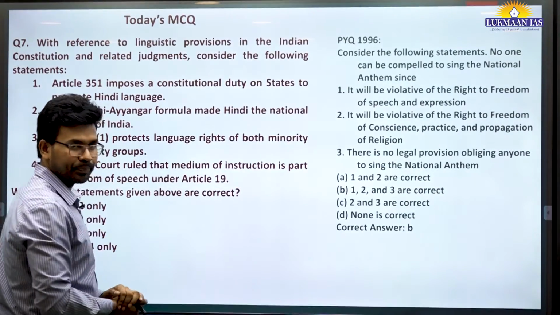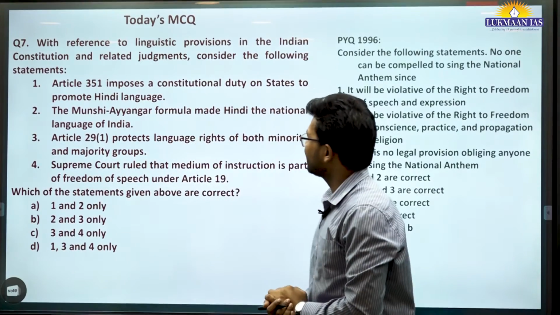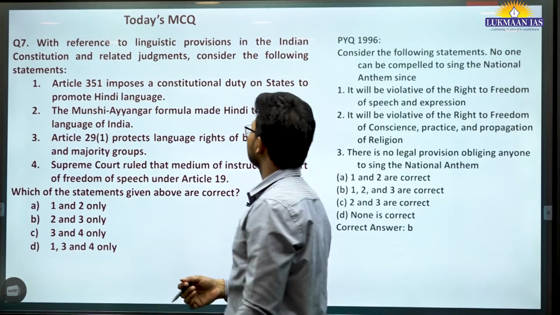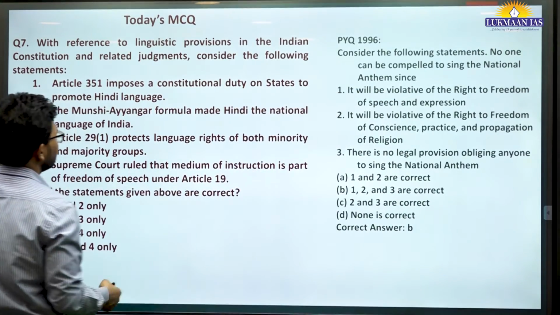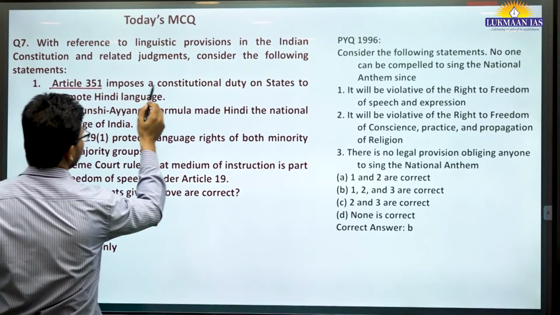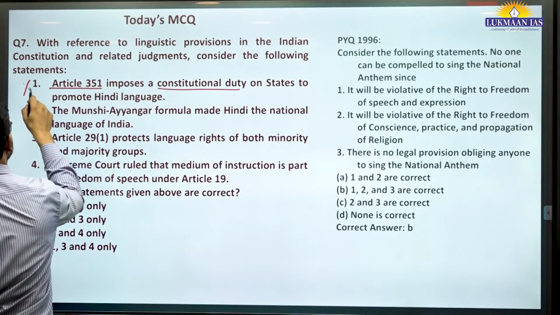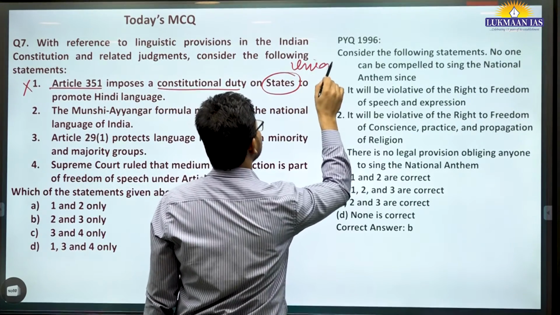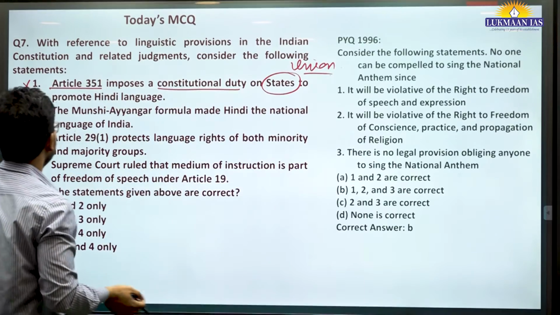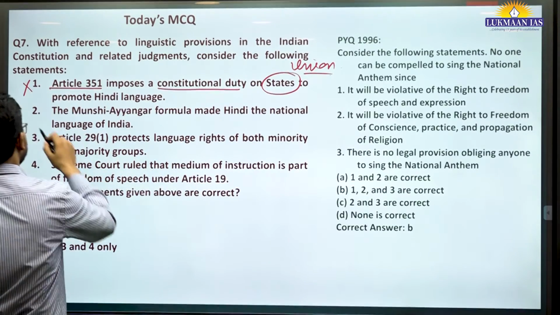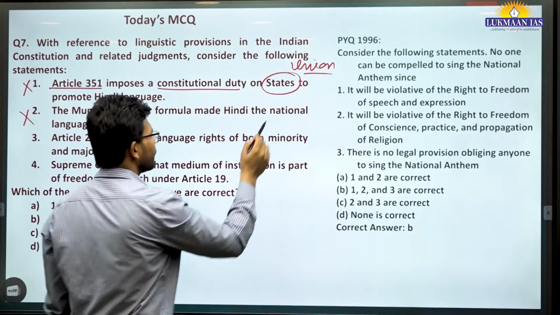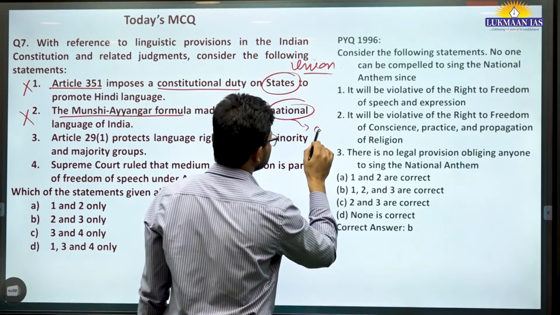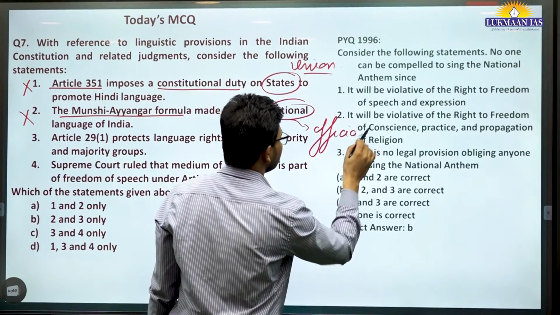Now we have another question. We'll go through this question quickly. It says, with reference to linguistic provisions in the Indian Constitution and related judgments, consider the following statements. They have said Article 351 imposes a constitutional duty on states to promote the Hindi language. This constitutional duty is not on states, but it is on the Union, to promote the Hindi language. Munshi Iyengar formula made Hindi the national language of India. This statement is wrong. The Munshi Iyengar formula was related to languages, but it's not about a national language. Hindi is an official language.